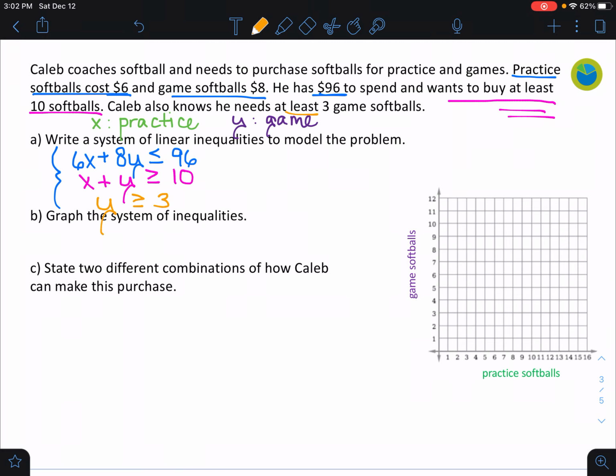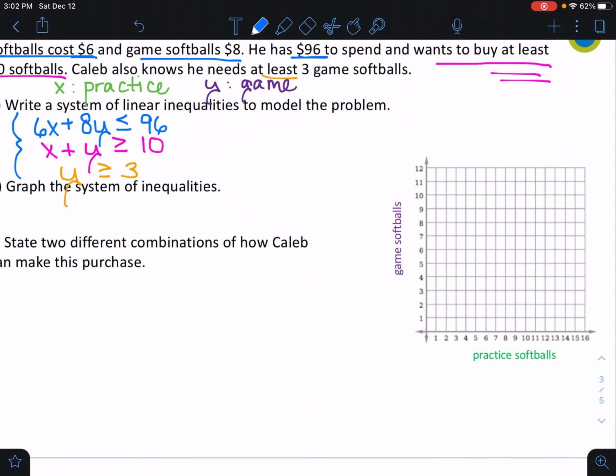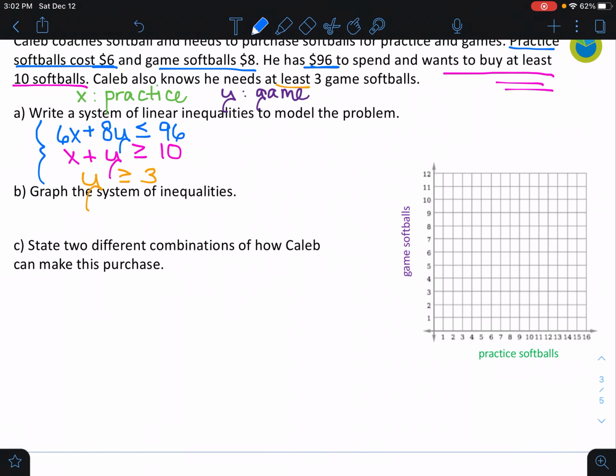All right, so let's start with our blue inequality, 6x plus 8y is less than or equal to 96. Because this is in standard form, we want to use the cover-up method. So I'm going to find my intercepts. I'm going to cover up the y term first, and then go 96 divided by 6, and that'll give me my x-intercept. That is 16.